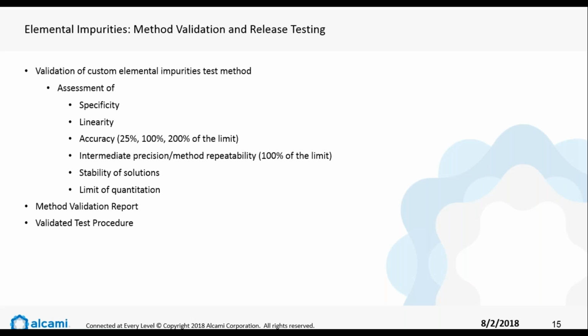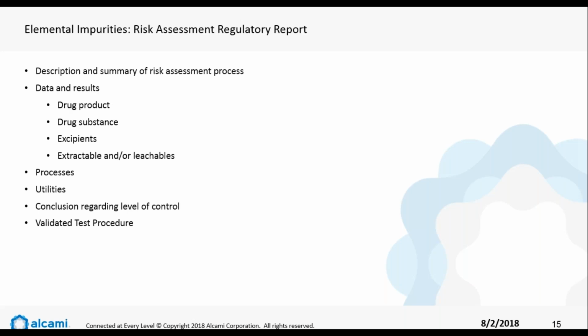And then I just spoke about the validation protocol. After we develop a method or do the risk assessment and determine that a validation is needed, we do full ICH validations. So we would do the studies here: specificity, linearity, accuracy, intermediate precision, method repeatability, solution stability, LOQ, all of those studies in order to have a fully validated method that is suitable for release testing on a commercial product. And then that would come with a validation report and a validated test procedure.